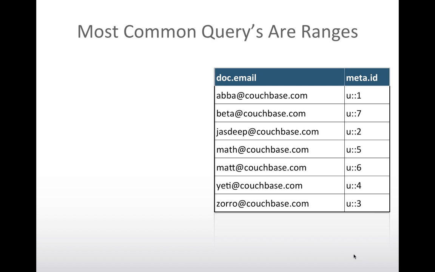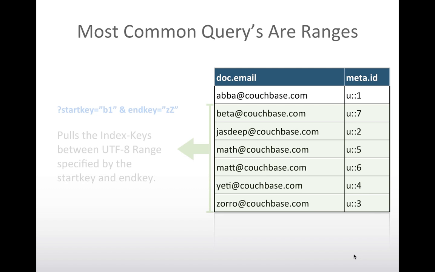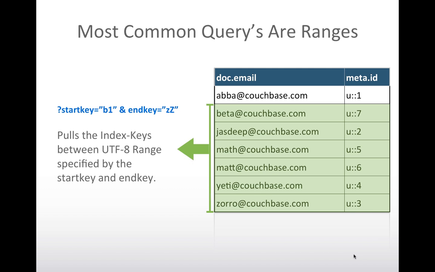And now that you have the index, you can start to query it to, for example, give me all users where the email starts with this specific value and ends with this specific value. So do a range query from B to Z, for example.